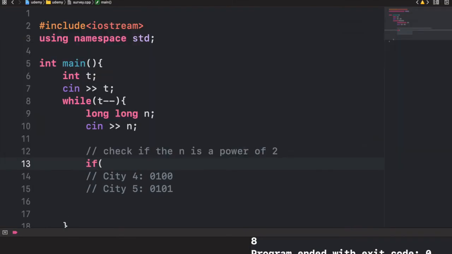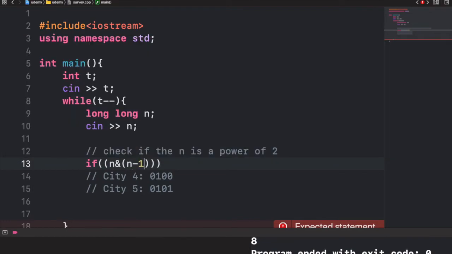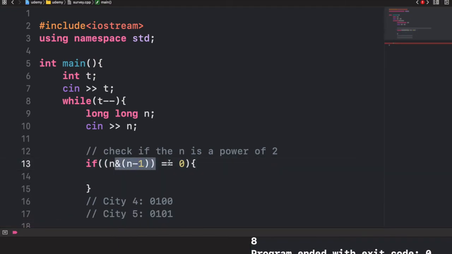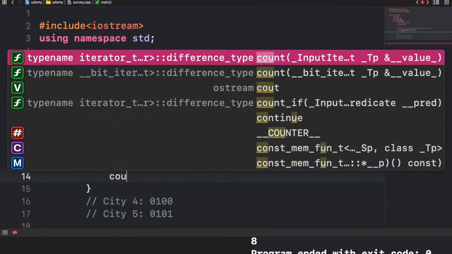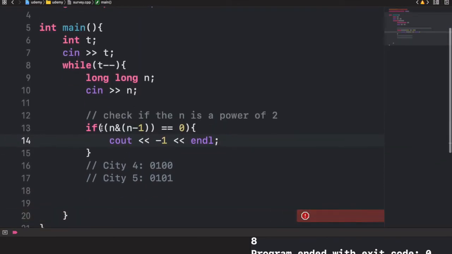And so one trick for determining if a number is a power of 2 would just be to do n and then do the AND bitwise operation with n minus 1. And then just check if that's equal to 0. And so that checks if n is a power of 2, and then if it is, we would output -1 and end the line. And so the reason, let me just quickly explain the logic behind this.